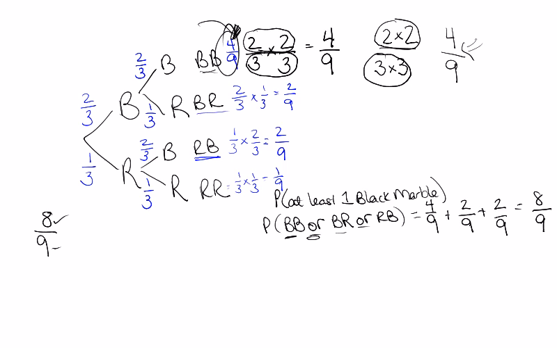Why don't we need to worry about subtracting anything? Well, that's simple. That's because there is no overlap. If you get the outcome black, black, that means you did not get black, red, or red, black. If you get the outcome of black, red, that eliminates getting the other 2 outcomes. So they are distinct outcomes, very distinct outcomes. So we do not need to worry about subtracting anything.